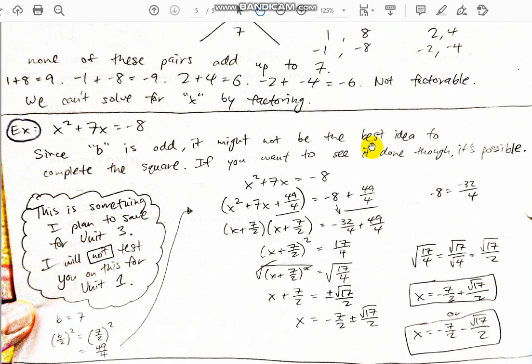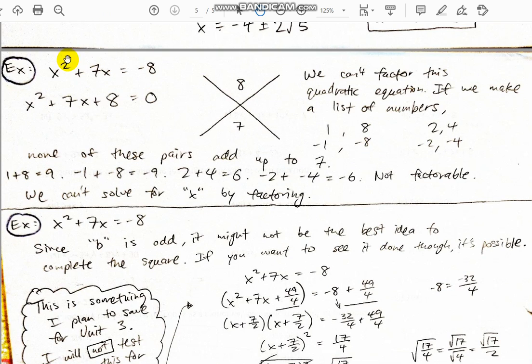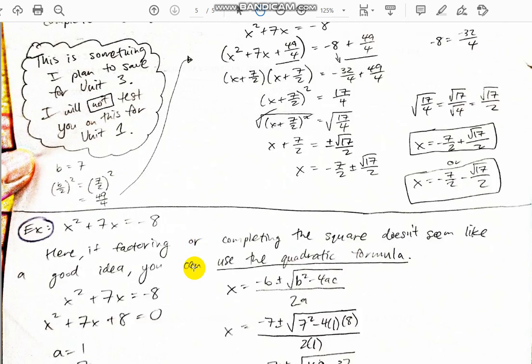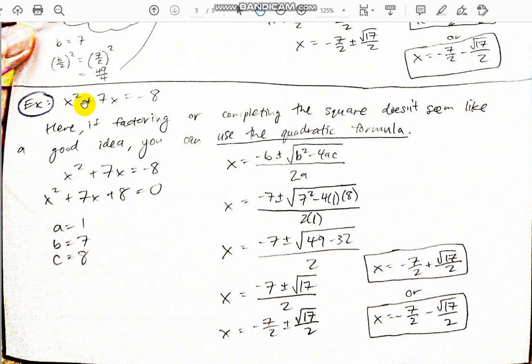So what that means is, as you come up here, if you try to solve this, you cannot factor it. Because it cannot be factored, then you want to consider completing the square. Since this b term is odd, maybe it's not the best idea to complete the square. So by default, your last resort will be to use the quadratic formula. And basically, as you see here, you can use the quadratic formula to solve the problem.